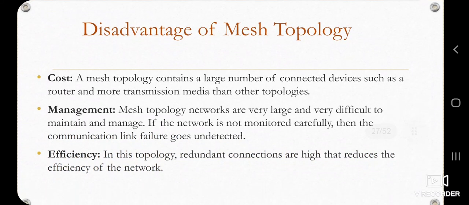Disadvantages: cost. Mesh topology contains a large number of connected devices, such as routers, and more transmission media than other topologies. Management: mesh topology networks are very large and very difficult to maintain and manage. If the network is not monitored carefully, then the communication link failures go undetected. Efficiency: in this topology, redundant connections are high, that reduces the efficiency of the network.